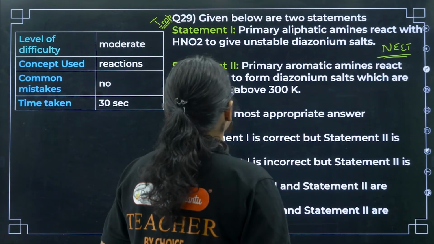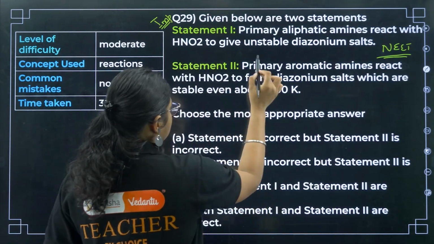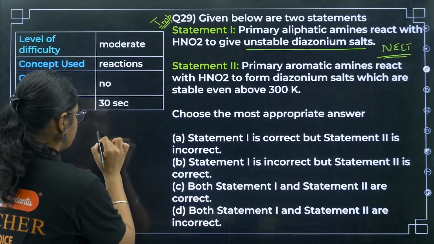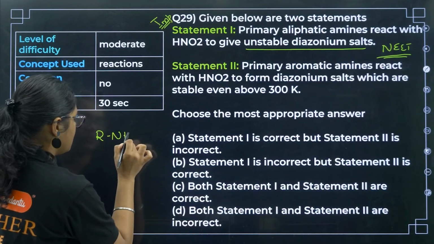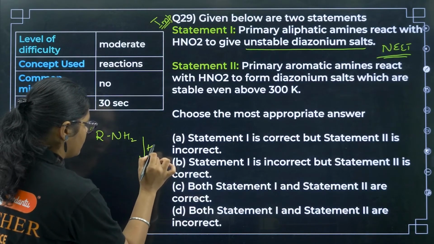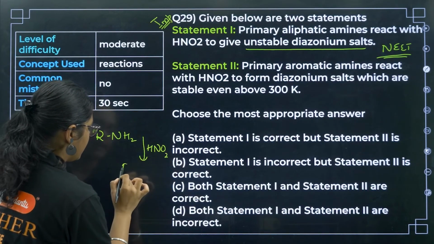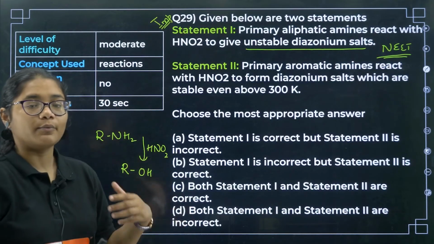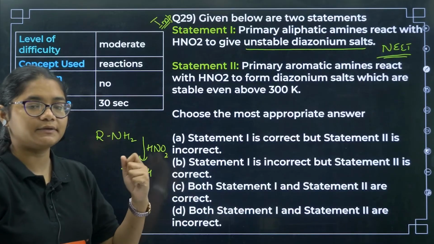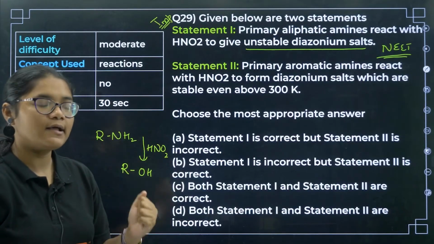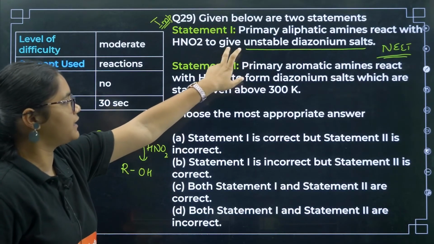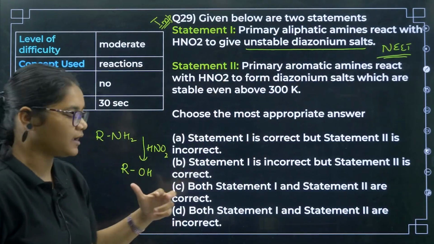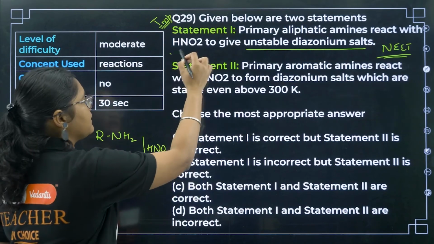Now see, primary aliphatic amines react with HNO2 to give unstable diazonium salts. We have learnt that if you take primary amines and treat them with HNO2, okay, we get alcohols. Now why are these alcohols formed, whereas in case of aryl amines we get benzene diazonium chloride? That is because the primary aliphatic amines give you unstable diazonium salt, that is why they get converted to alcohols. So this statement is correct.